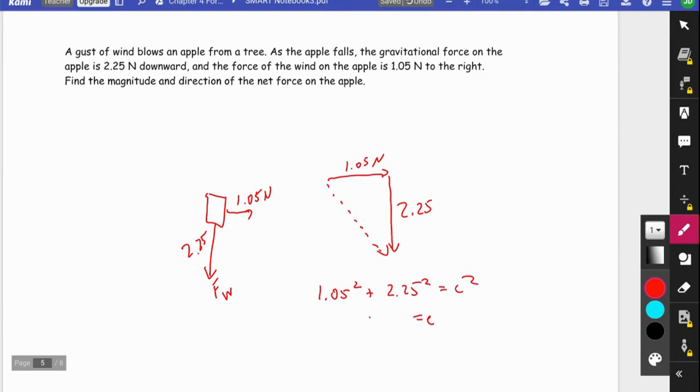Comes out to be 2.5 newtons. That is one of the answers, not the entire answer yet. We also need a direction, so let's find that angle there. I think the easiest way to find that angle would be tangent.